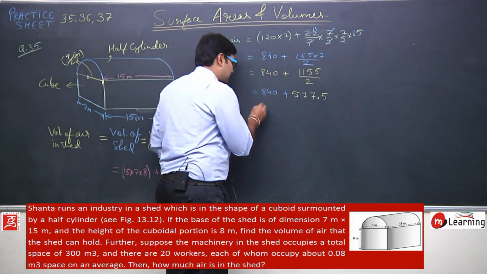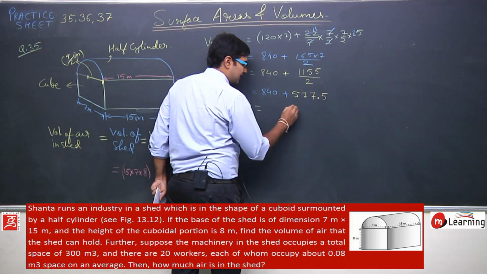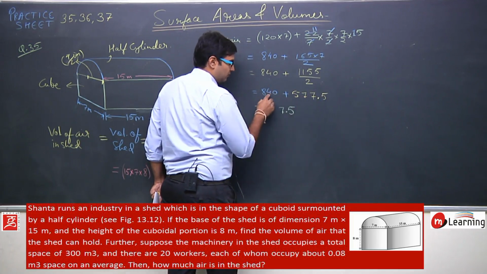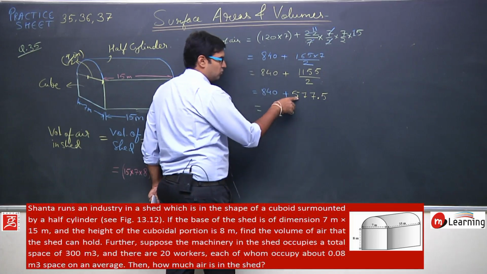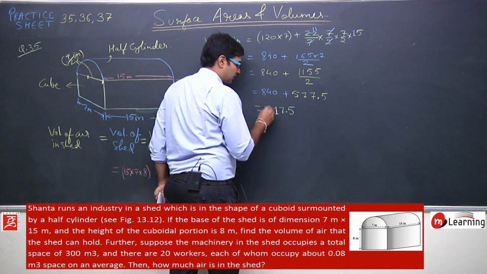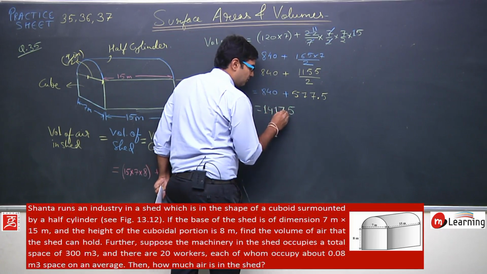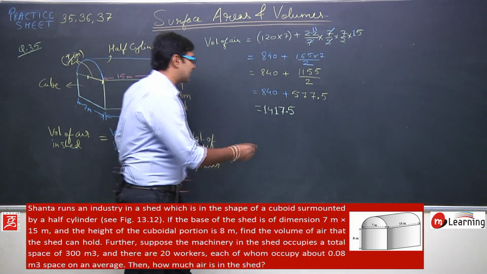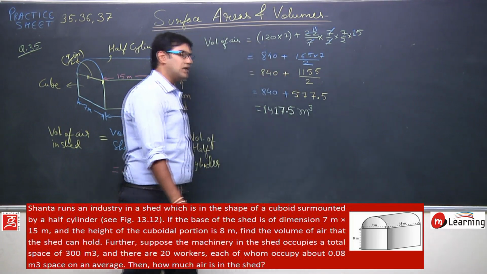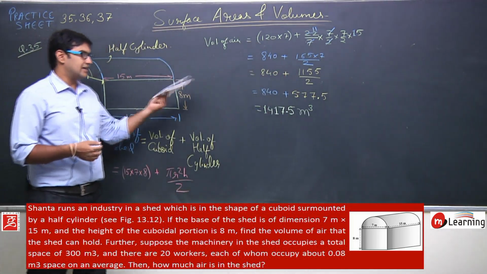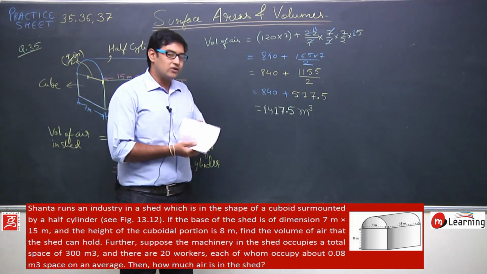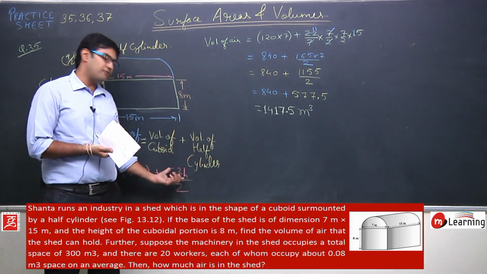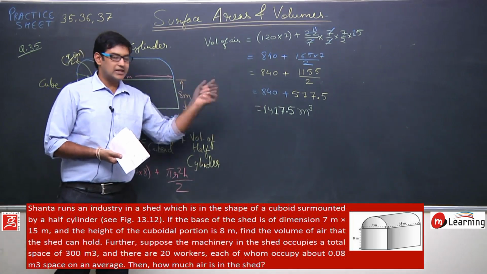Further just add these two values. How to add this? The 0.5 will come as it is, then 7, then this is 7 and 14, 7 and 4 is 11, so 1 and 1 will go to 5, 6 and 11, 8 is 14. So 1417.5 meter cube. Okay, this is the volume of air that is contained inside this shed. Okay, how I calculated it? I calculated the volume of cuboid, then I calculated the volume of half cylinder, which is half of pi r square h, simple. So just this is the calculation.